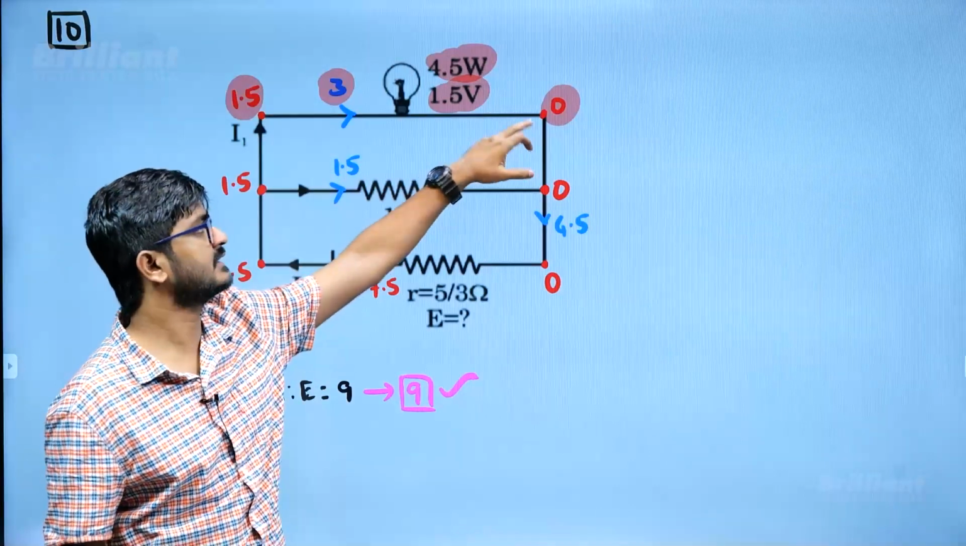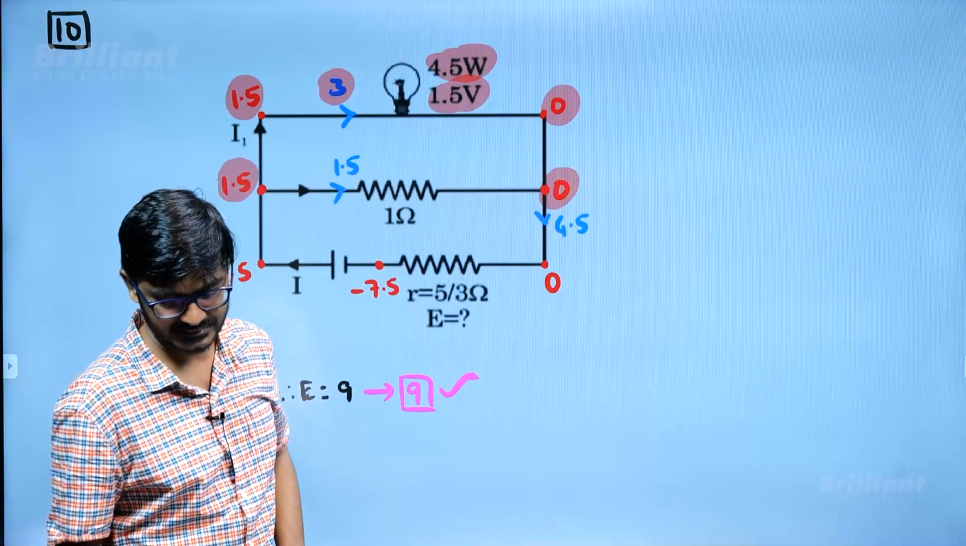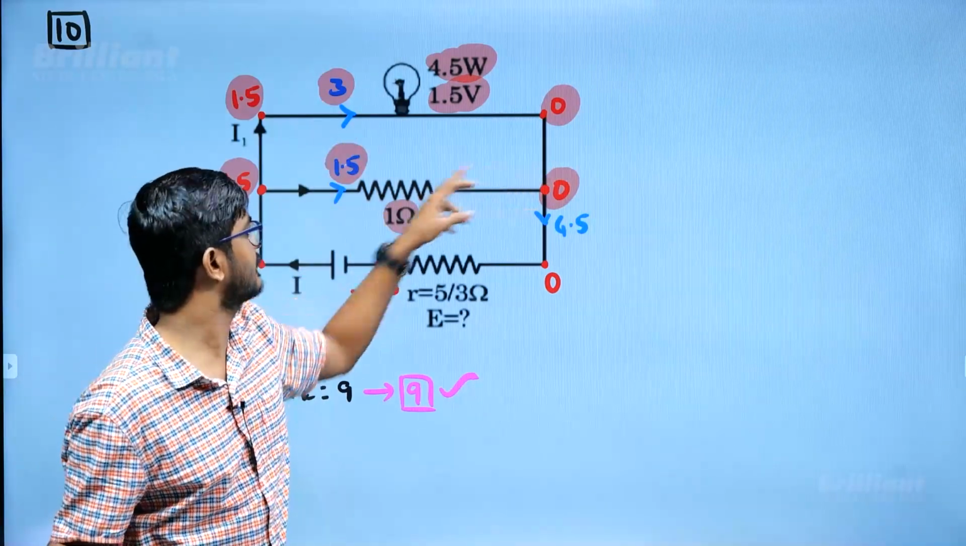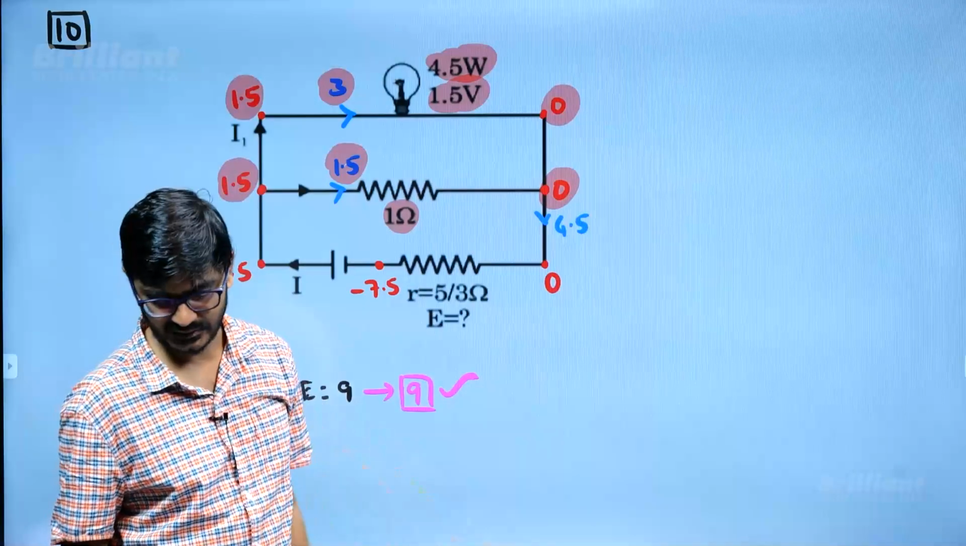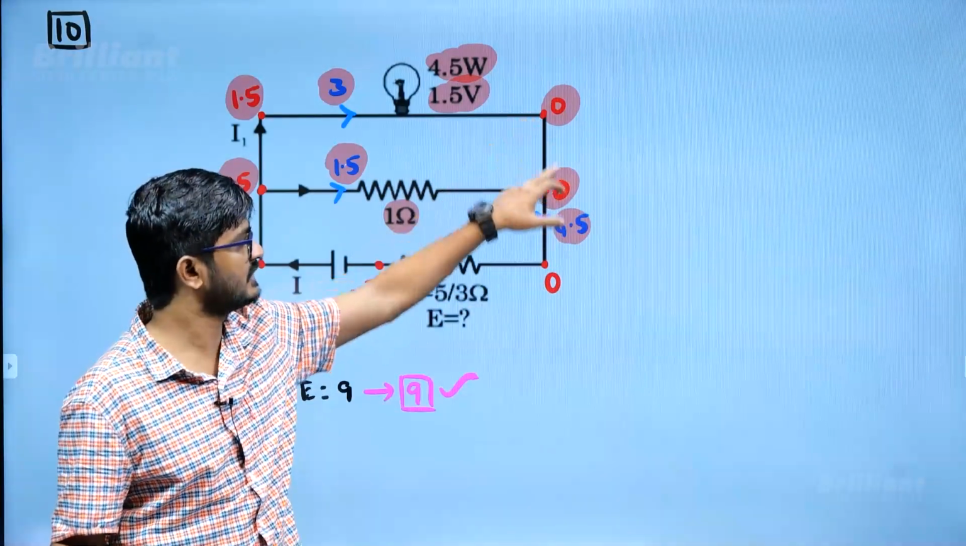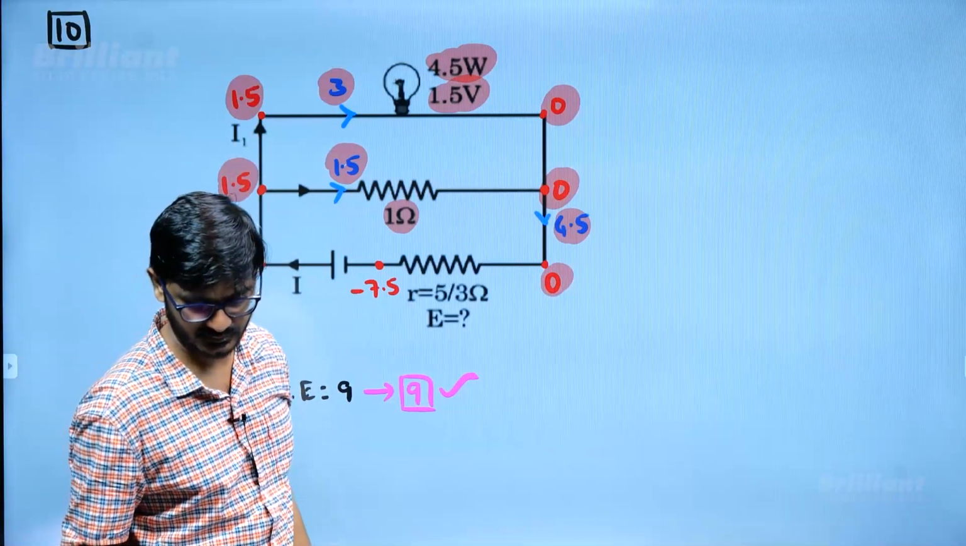Now if this potential difference is 1.5 volt, I can say this potential difference is also 1.5 volt, and this resistance is 1 ohm, so this current is going to be 1.5. If this is 3 ampere and this is 1.5, I can say this current is going to be 4.5 by KCL. Now this voltage is 0, so this voltage is also 0, this voltage is 1.5, so this voltage is also 1.5.